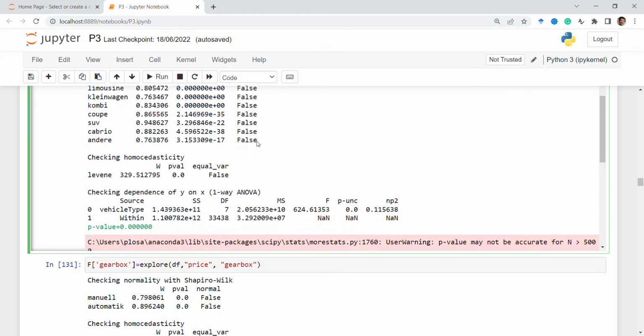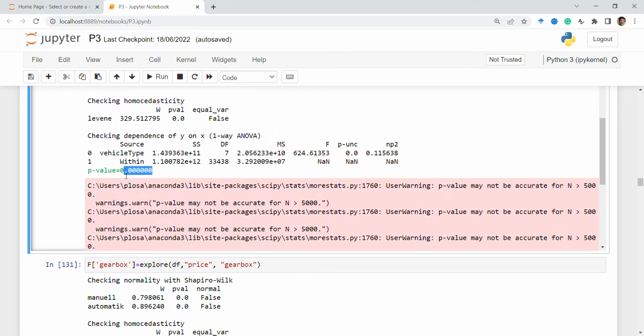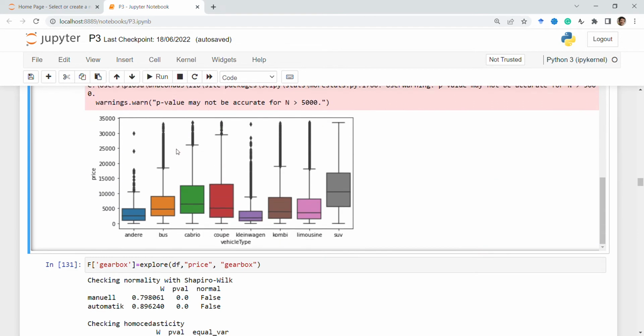And let us see. Yes, there is a relationship. The strength of the relationship is given by this F. This F is a kind of signal to noise ratio. The higher, the stronger the relationship. And if we make a plot, we see that not all the means are the same. So we can see that, for instance, the most expensive ones are Cabrio, Coupe, SUV, and small cars. They are cheaper, and yeah, so they go in the expected direction.